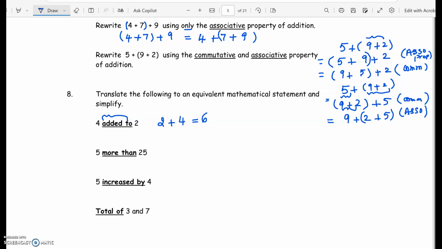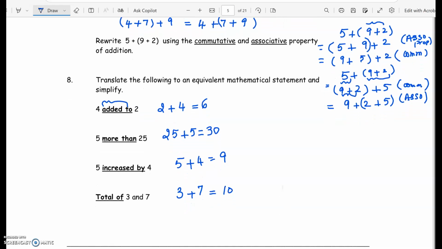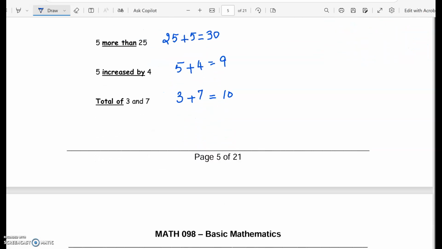5 more than 25. So you have a 25. 5 more would suggest adding a 5 to 25, which makes it a 30. 5 is increased by 4. Increasing by 4 is the same as adding a 4, which is equal to 9. The total of 3 and 7, which means the sum of 3 and 7, is equal to 10. So remember these terms and pay attention to the words in a word problem.